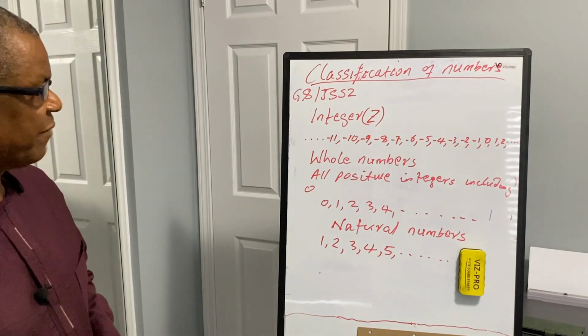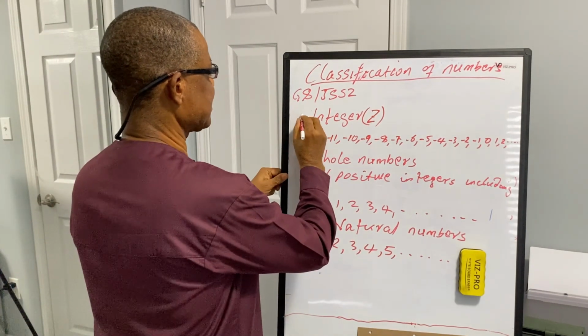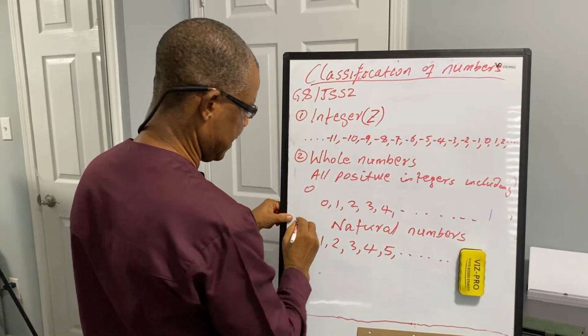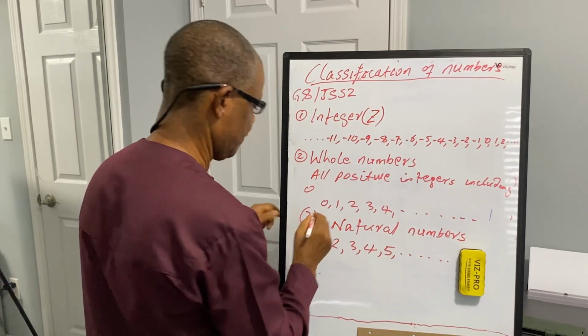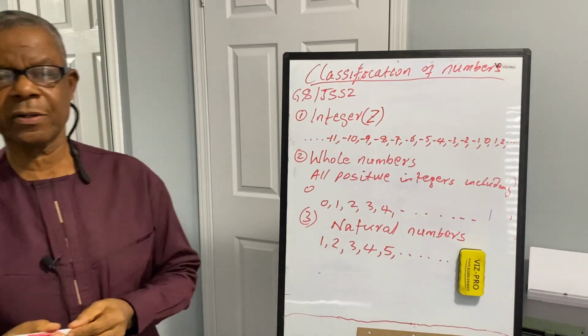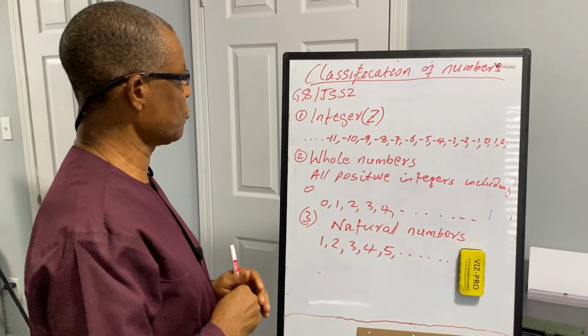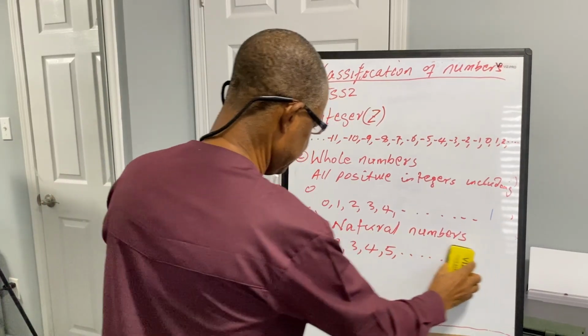I hope we are following. We have discussed under this classification 1, 2, and 3. We still have other ones. Real numbers is the next one we are going to discuss. Real numbers.